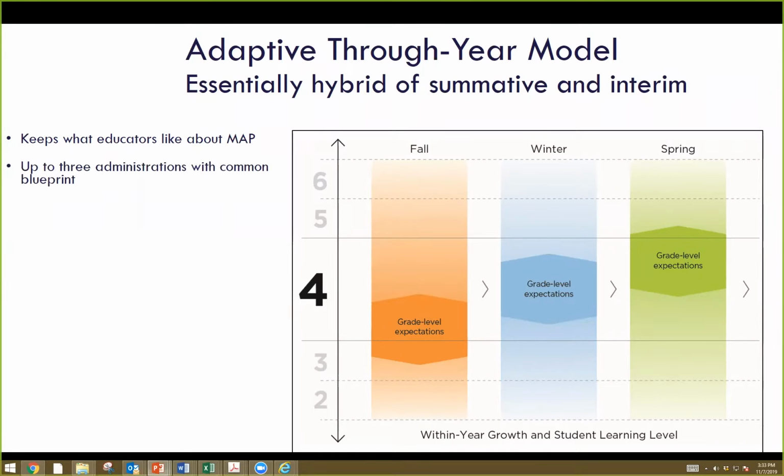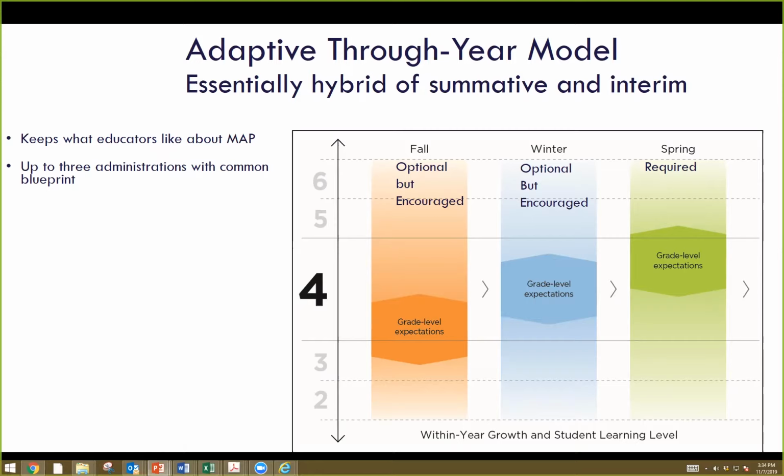We're going to have up to 3 administrations with a common blueprint. So a common blueprint is going to sit behind each of these administrations for summative purposes. Please notice that the fall and winter are optional but encouraged. They are optional. If districts choose not to give those, that is perfectly fine. But they're going to miss out on the rich data that's going to come from those opportunities. And students are going to have less opportunities to show what they know. The spring is still going to be required. All students are still going to have to take that test.